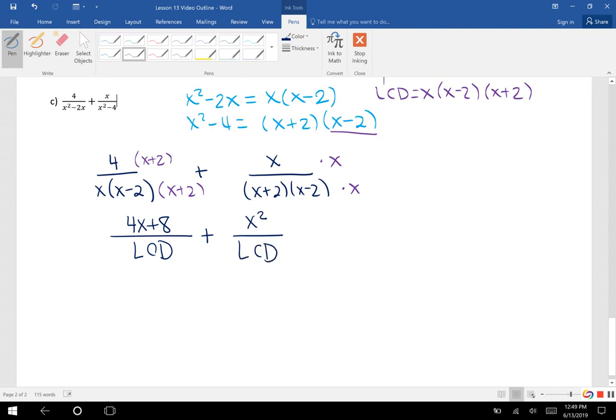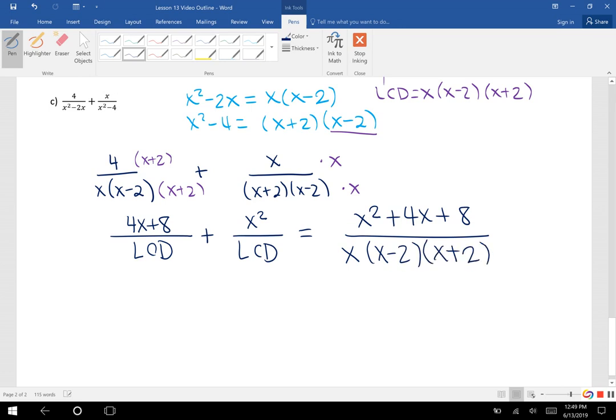All right, so now we add the numerators, although there's no like terms, so I'm just going to leave it as x squared plus 4x plus 8. And I'm going to fill in that LCD now, x, x minus 2, x plus 2. And we should check, can we factor the numerator and cancel anything? Well, 8 could be 8 times 1 or 4 times 2, but I can't get a 4 out of that. So I can't factor the numerator. That means this is my final answer.